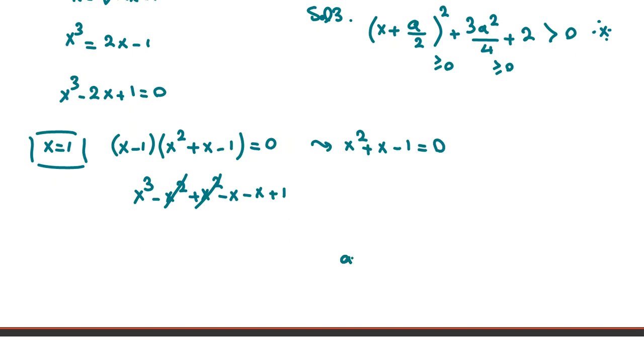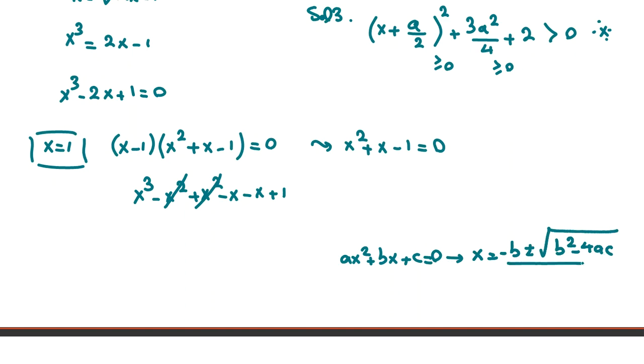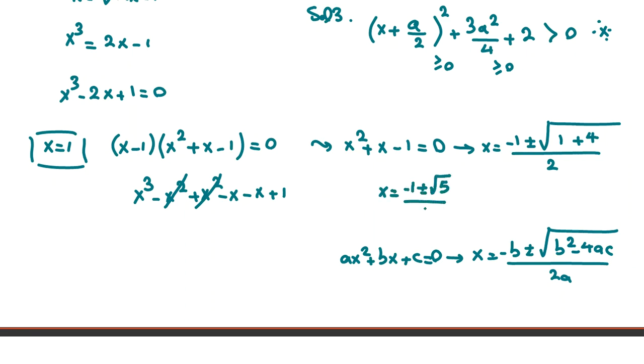Now, I use the quadratic formula. If we have ax squared plus bx plus c equal to 0, then x is what? Negative b plus or minus the square root of b squared minus 4ac, all over 2a. So here x will be negative 1 plus or minus the square root of 1 plus 4, which is 5, over 2. So x equals negative 1 plus or minus root 5 over 2. So we found three answers for x: negative 1 plus or minus root 5 over 2, and x equal to 1.